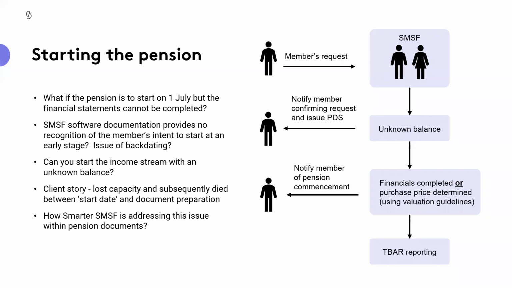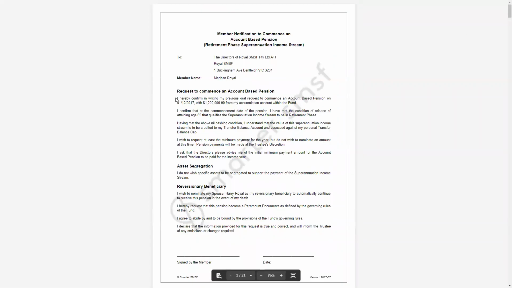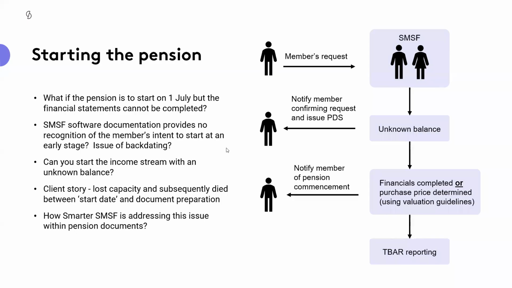Now, the way that our pension documents work is that there is an initial oral request that then confirms that request to have started that pension on the 1st of July. So you never need to backdate our documents that we have on the Smarter SMSF platform. So if I go back to our pension documents, what you'll see in the initial request is: I hereby confirm my previous oral request in writing to commence on a particular point in time. So from that point of view, the intent here was that we would have the pension starting at the 1st of July. The accounts were being done and to be finalised in November, but that individual died in October.